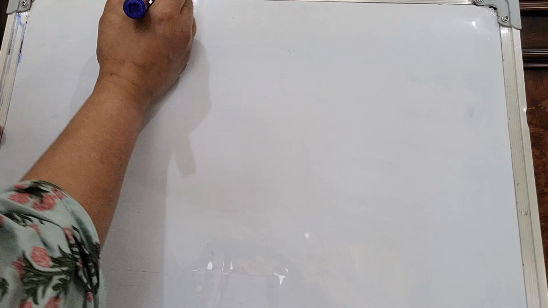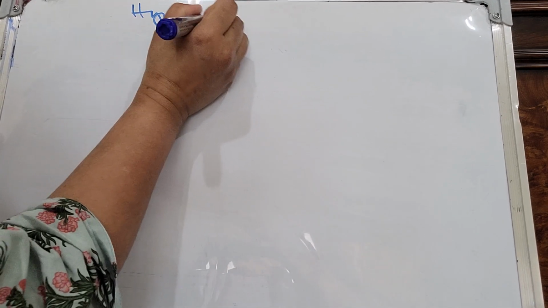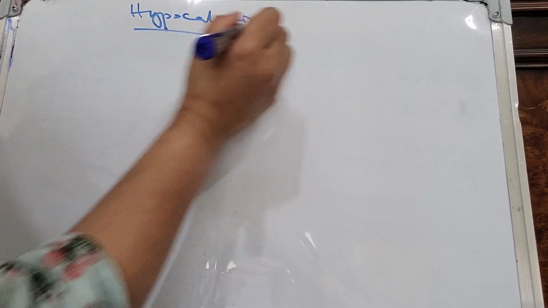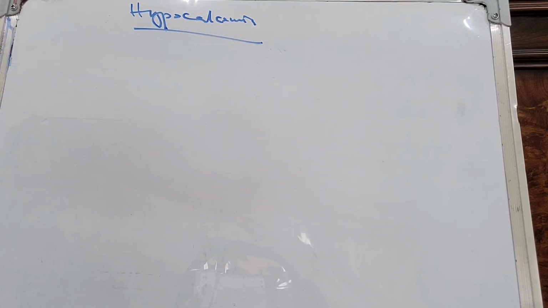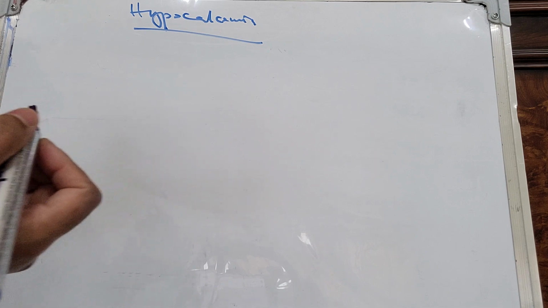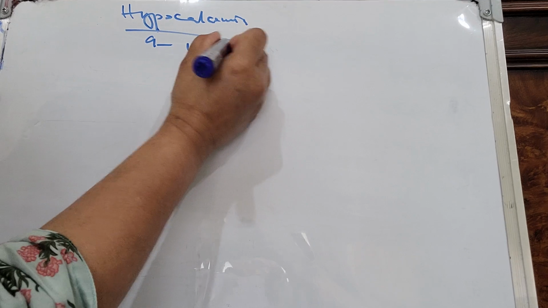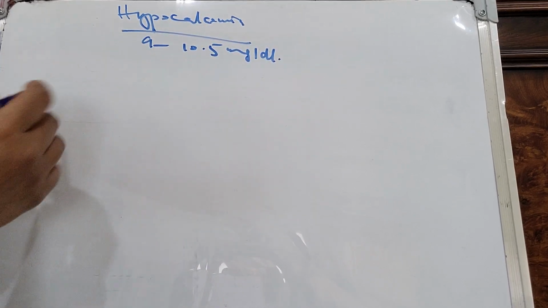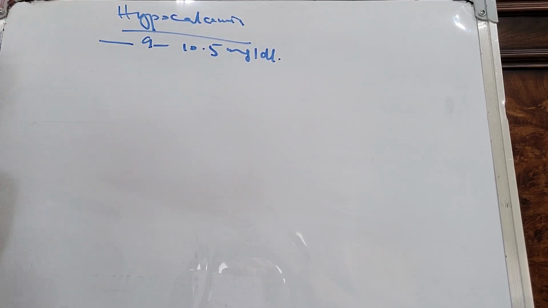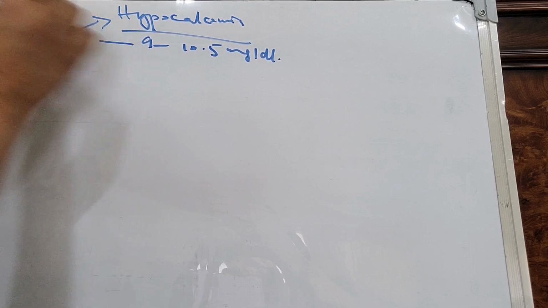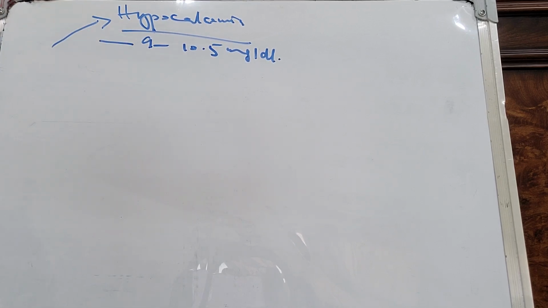So today our lecture is hypocalcemia. Hypocalcemia means low calcium in our body. The normal calcium level is 9 to 10.5 milligram per dl. If the calcium is less than 9, we call this condition hypocalcemia. So hypocalcemia is a serum calcium level lower than 9 milligram per dl.